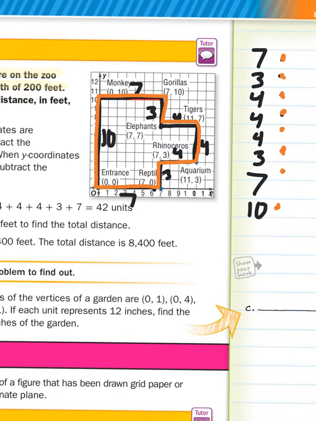To find the perimeter, I have to add those up. You can use a calculator or a little mental math. 10 and 7 is 17, plus 3 is 20, 24, 28, 32, 35, 42. So that means the perimeter of this in units is 42 units.